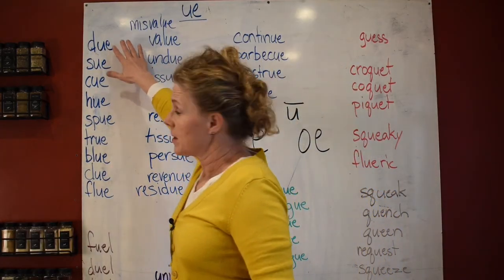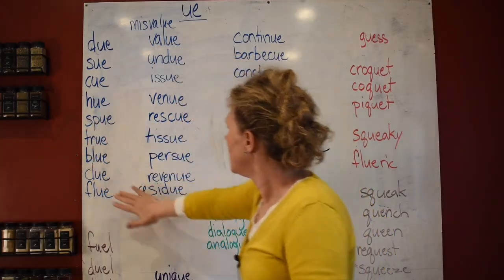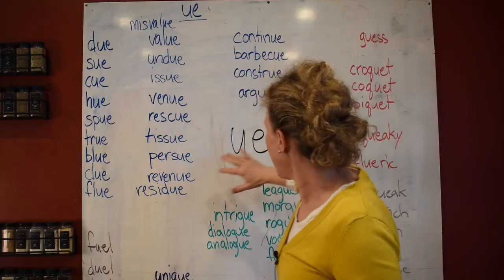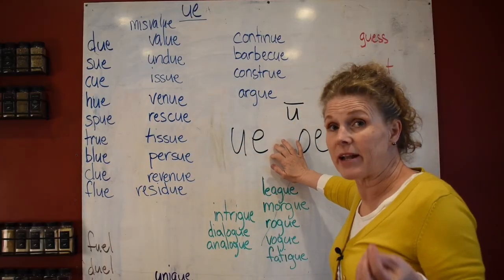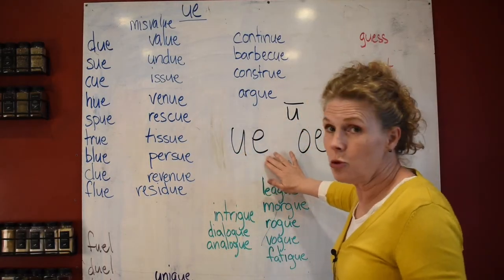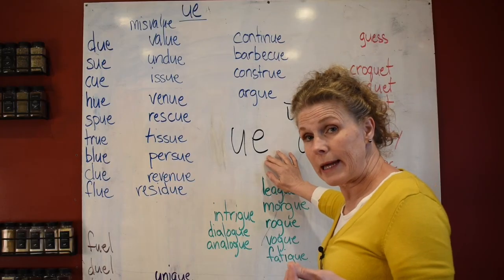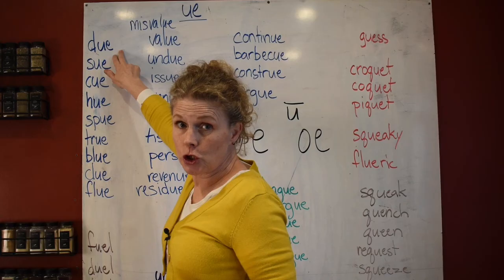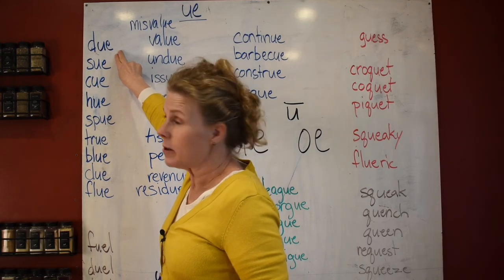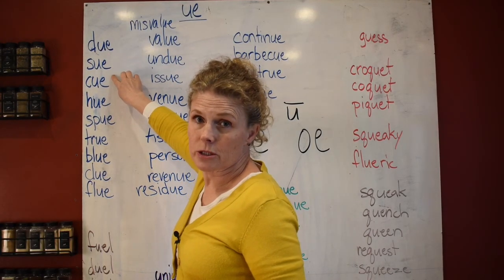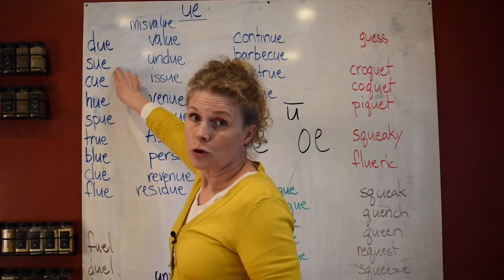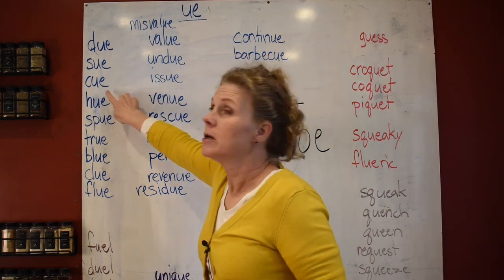Right here, these words are some of the main English words that we have that end in that sound: you, oo, or you. This says do, d, you. Sue, s, you, sue. S, oo, sue.